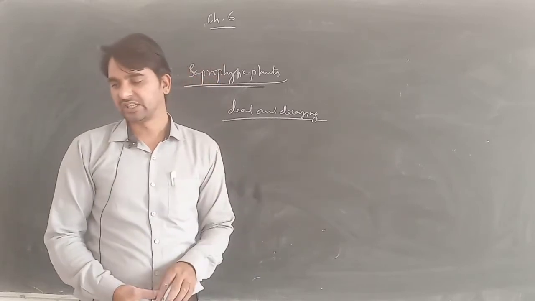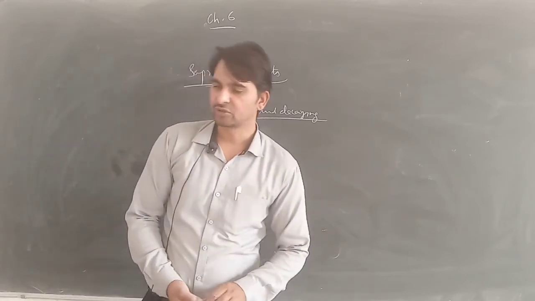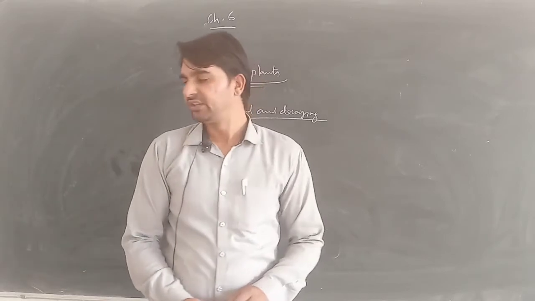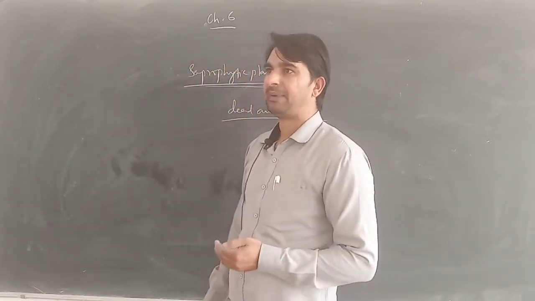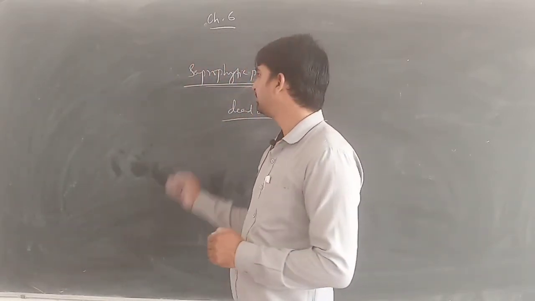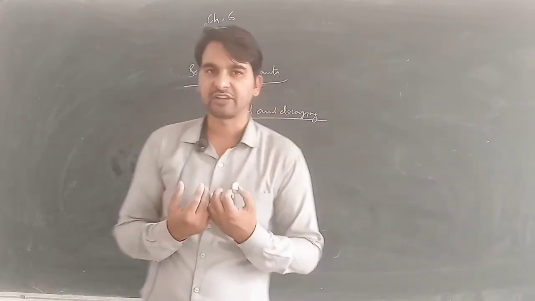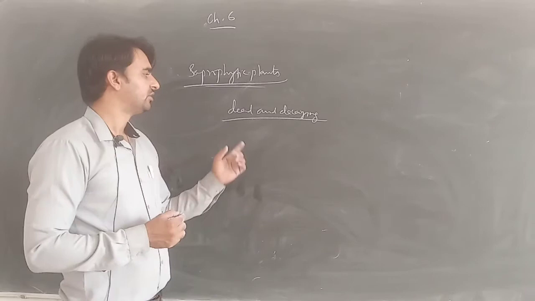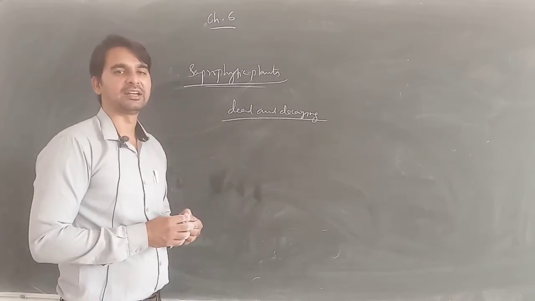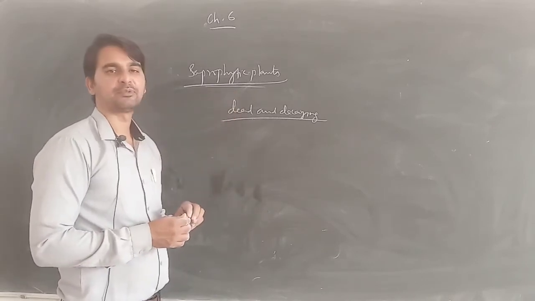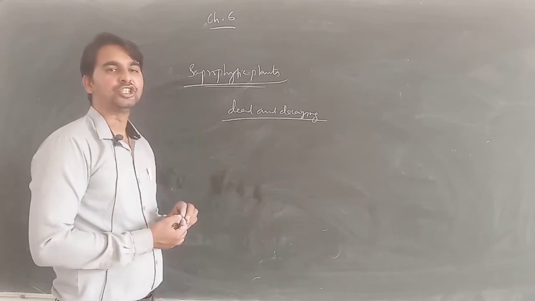So certain saprophytic plants like monotropa, mushroom, or bread mold, rhizopus, are examples of saprophytic plants. So they are obtaining their nutritional requirement through dead and decaying organic matter. That's why they are known as saprophytic plants or saprotrophs.